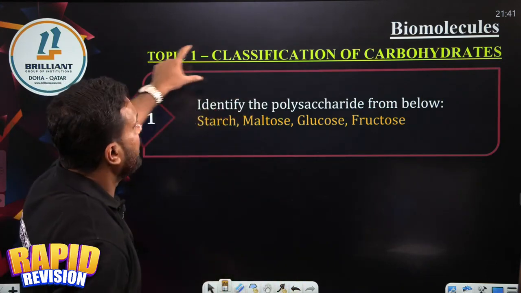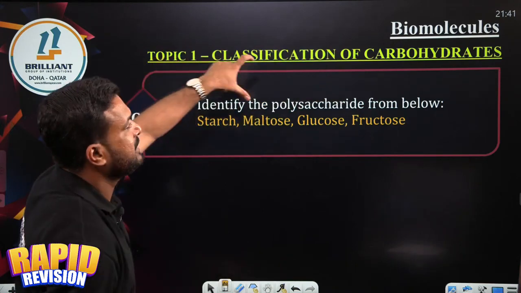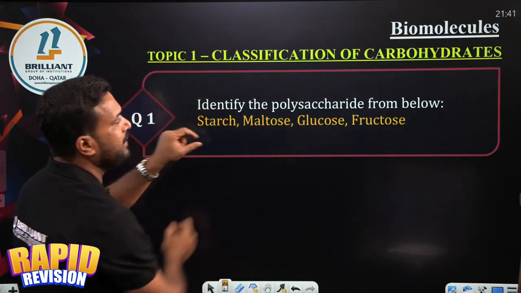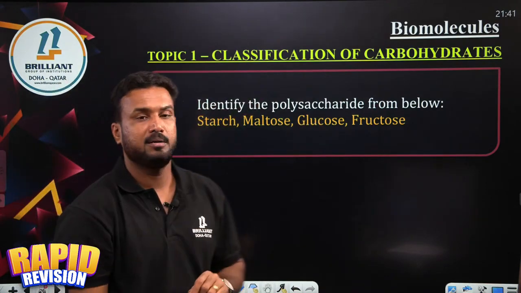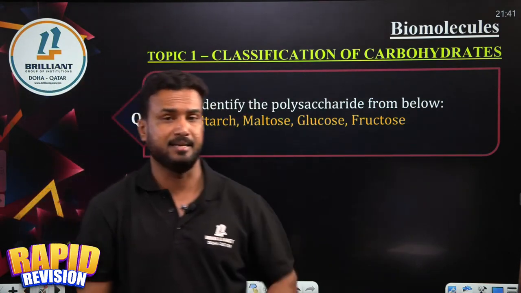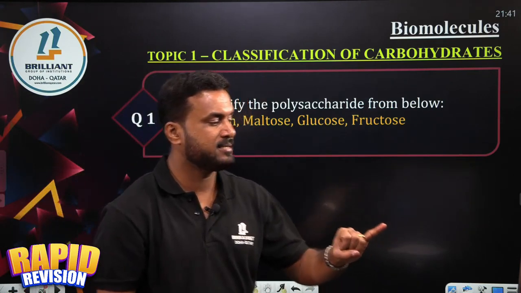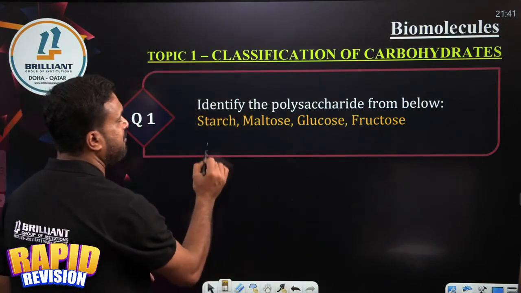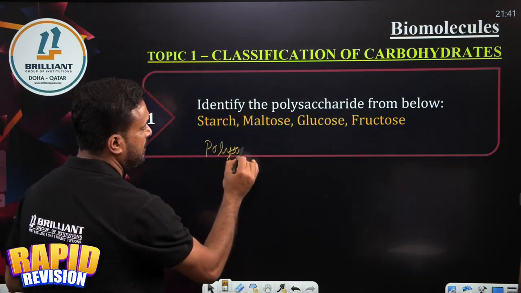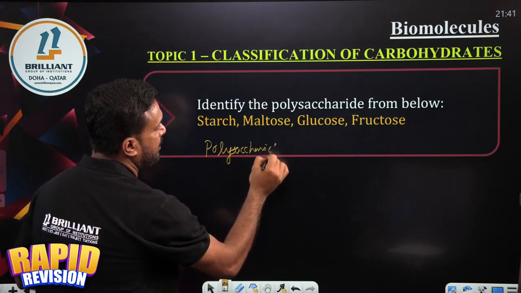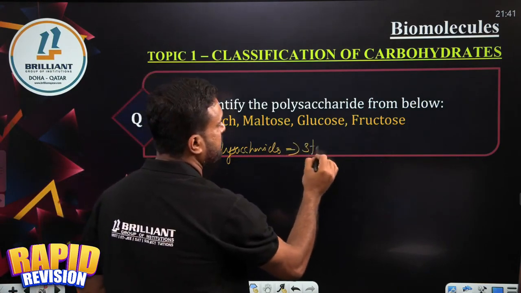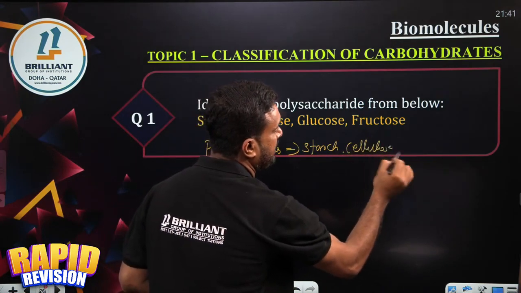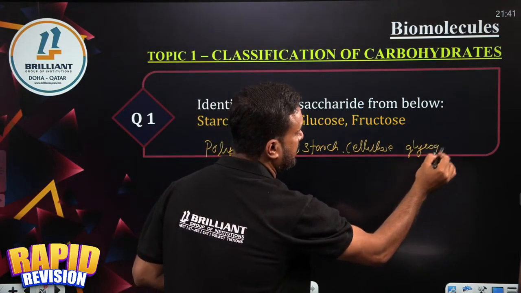Okay, see, biomolecules, classification of carbohydrate. Based on this, you may get a question where they ask you to identify the polysaccharide. You know that carbohydrates are otherwise called saccharides. There are monosaccharides, disaccharides, trisaccharides, tetrasaccharides, and polysaccharides. So which are polysaccharides? Starch is a polysaccharide, cellulose is a polysaccharide, glycogen is a polysaccharide.